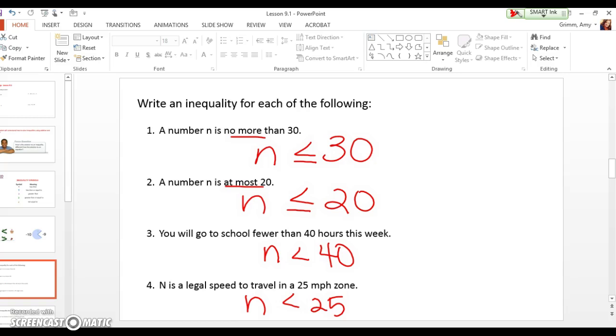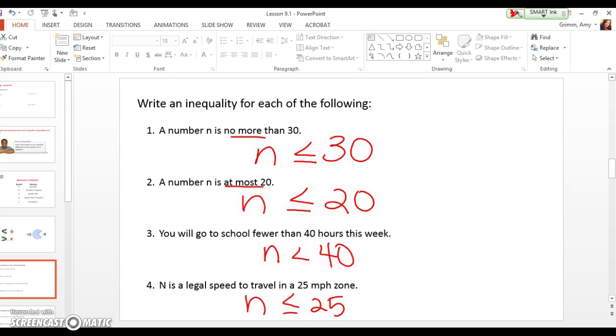Do you need the equal to sign? Yes. It would be at 25 or below. If you're driving at 25, are they going to give you a ticket? No, if the sign says 25, you can drive 25, or you can drive anything less than 25, unless you get really ridiculous and drive like 5 miles. Then you might get a ticket for going too slow. But yes, that would be the correct one.